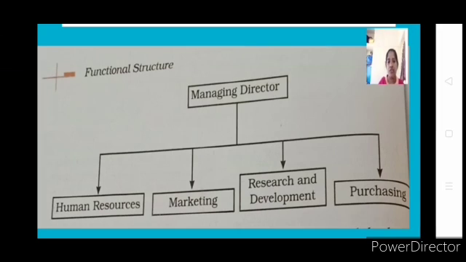This is the picture we have seen about the functional organization structure. In today's class we are going to learn the features, merits and demerits of that particular functional organization structure.